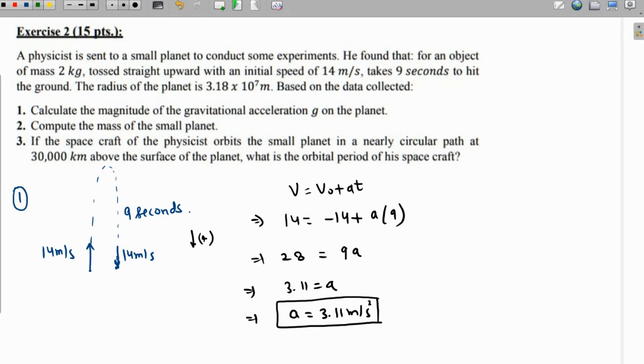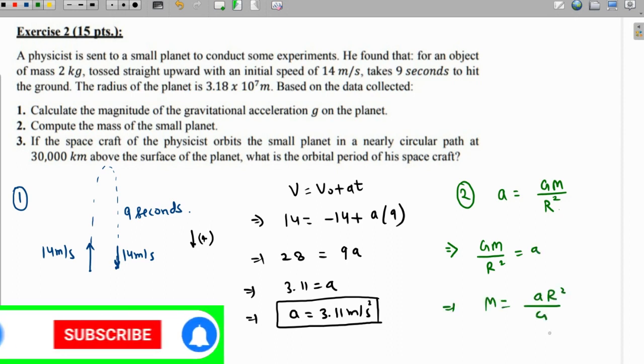In question number 2, compute the mass of the planet. So we know that the formula for the acceleration due to gravity on any planet is given by GM over r, right? Actually, I missed a square over here. It's GM over r squared. All right, so if you flip the equation, the mass of the planet is a r squared over G.